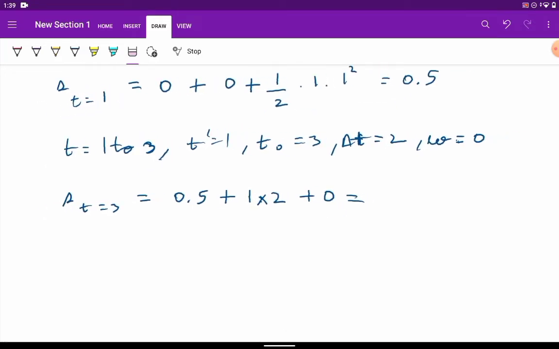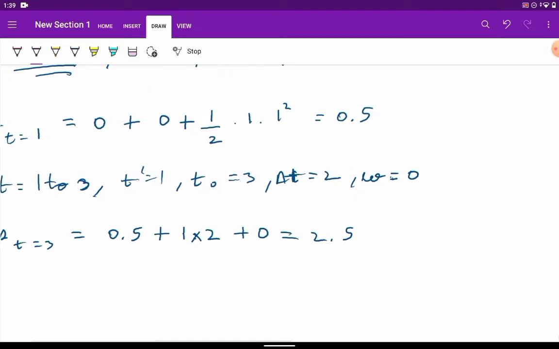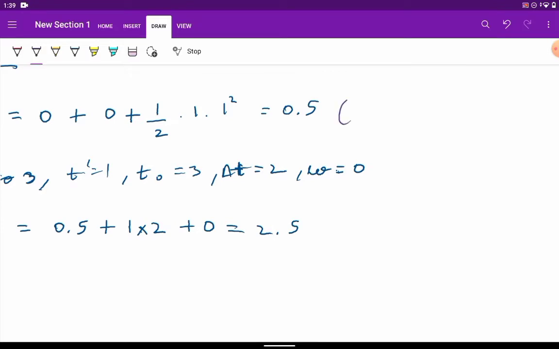So this becomes 2.5, right? And we know the shape. Okay, I'll just keep writing the shapes on the side, right? So this will be a parabola, right, with slope that increases with time, because slope is the velocity and velocity increases with time from t equal to 0 to t equal to 1, because the acceleration is positive.